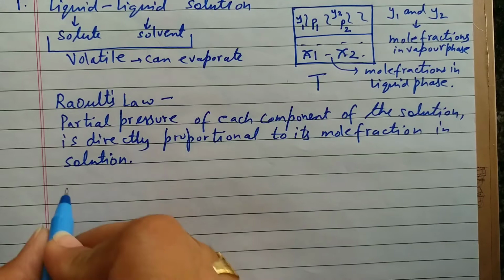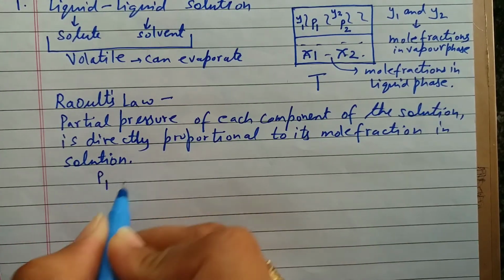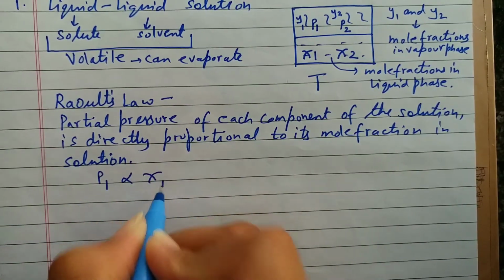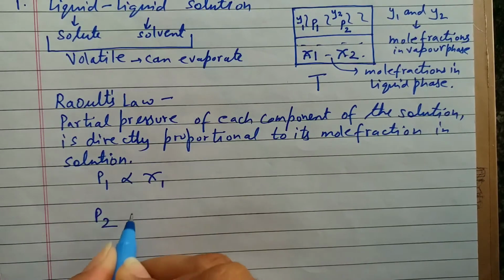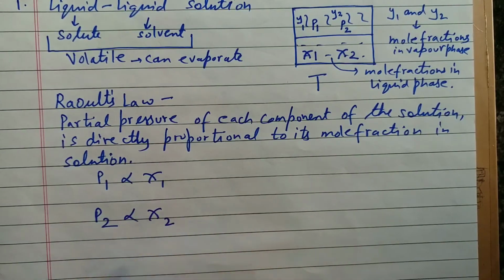This means that P1 is proportional to chi1 and P2 is proportional to chi2. So what is P1 and P2? P1 and P2 are the partial pressures. This is the partial pressure of component 1 and this is the partial pressure of component 2, and chi1, chi2 are the mole fractions, mole fraction of component 1 and mole fraction of component 2 in the liquid phase.